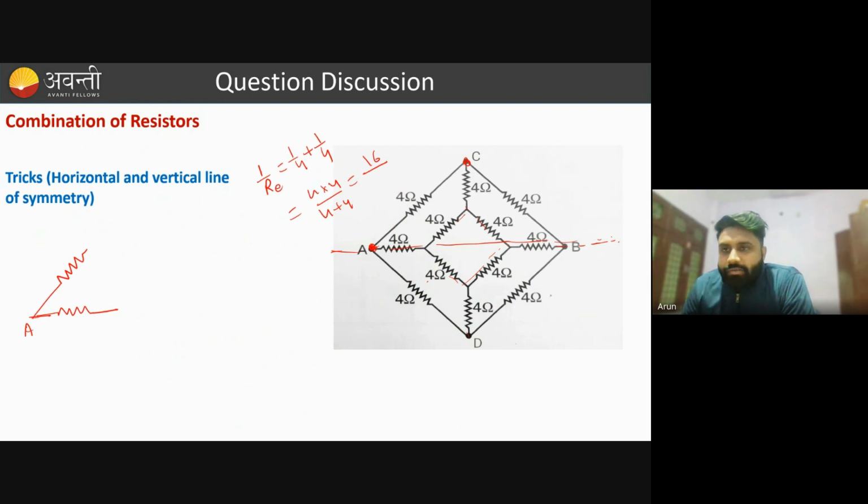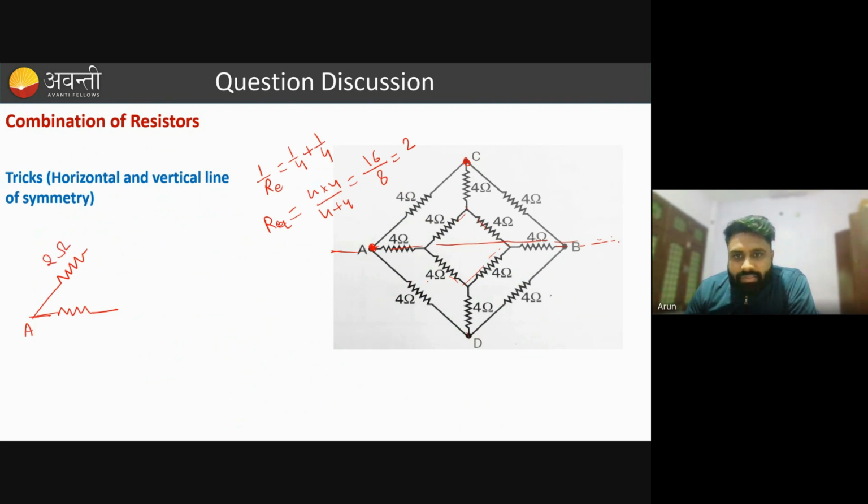Okay, sorry for the technical glitch. So here we are talking about the R equivalent. Now R equivalent will become 16 divided by 4 plus 4, which is 8. So it will become 2 ohm. So finally this will become a 2 ohm resistor.